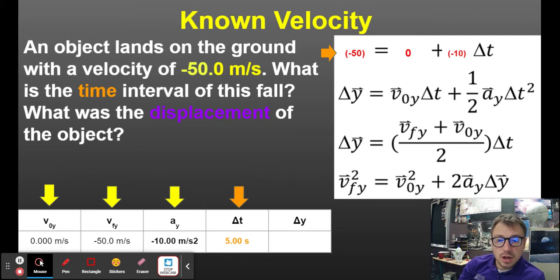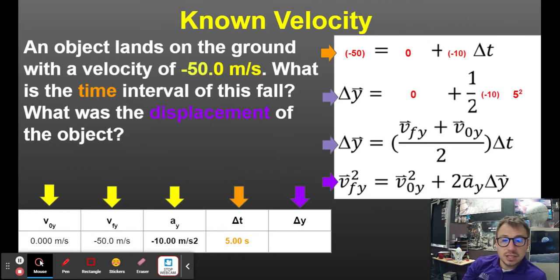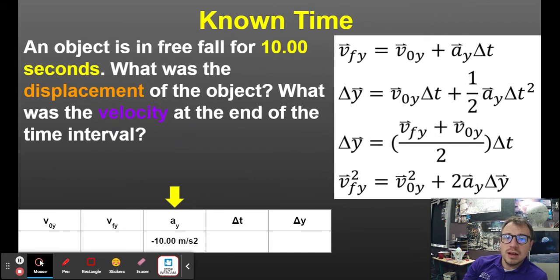Now I can solve for the displacement, that delta y. I can use any three of these equations. I'm just going to use the second one because it's easier. If I messed up with solving for the time, then yes, I will mess up the delta y. But you can use the fourth equation if you're unsure about this. But I'm going to use the second one just because it's easier, right? So I'll plug everything that I know in, and I know it's going to fall from a height of negative 125 meters. So now the last question is going to be a known time.